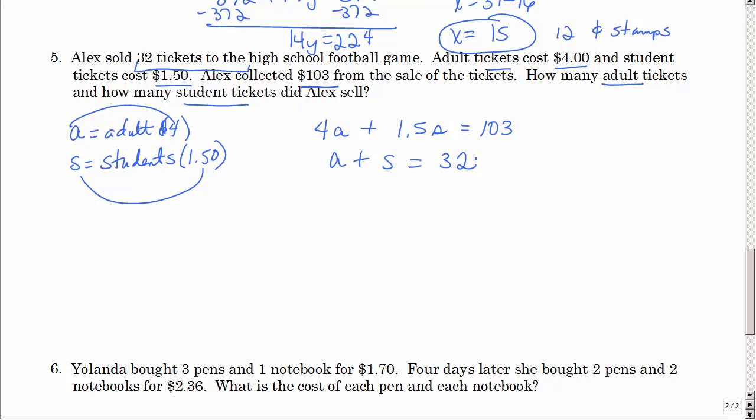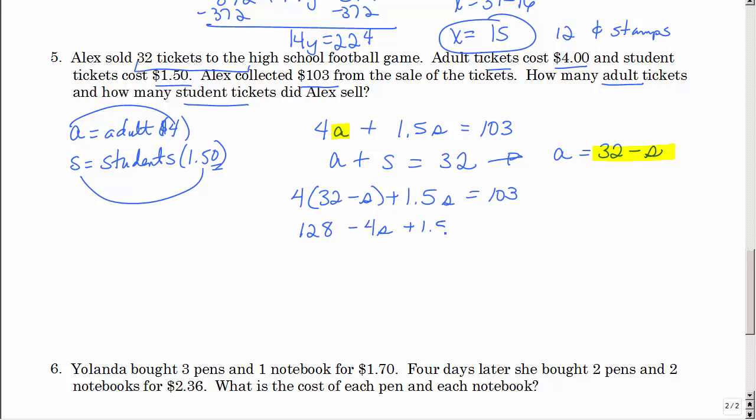Again, I could use the elimination method, but you know, that substitution method wasn't too bad. All right, so I'm going to take this and get A by itself, so that's 32 minus S. So I'm going to substitute this into the other equation. So I have 4 times (32 minus S) plus 1.5S, or 1.50, same thing. So I multiply. I collect like terms.